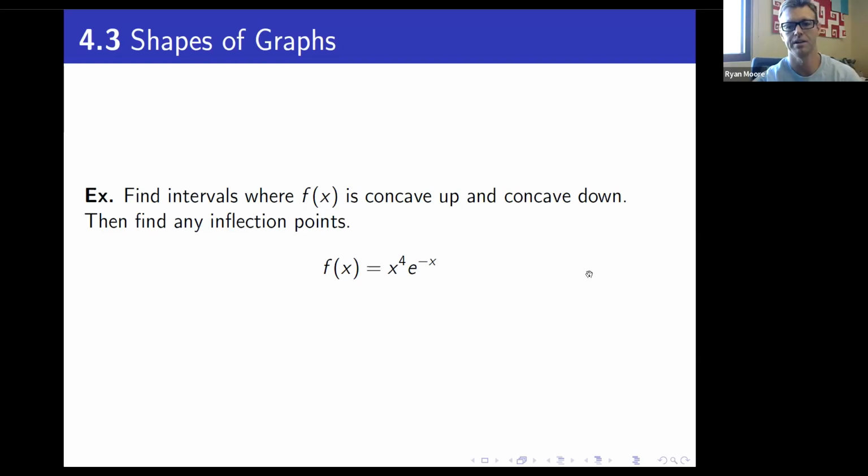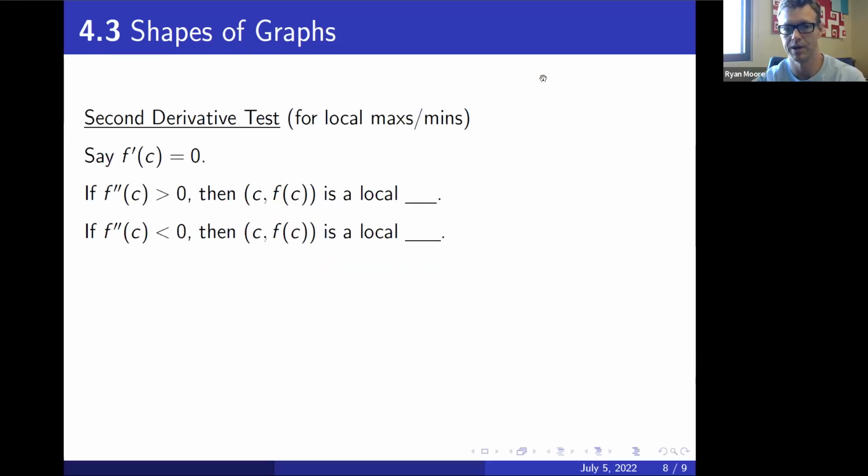What is the last topic here in 4.3? It also has to do with second derivatives. It's the second derivative test. I'm thinking, oh, okay, there was a first derivative test. In the first derivative test, we were testing for local maxes and mins. Well, in the second derivative test, same idea. We're finding a different way to find local maximums and minimums, obviously using the second derivative.